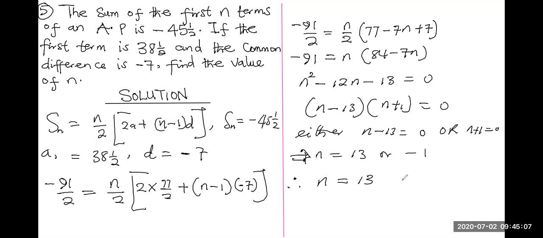Right, so n is 13 since n cannot be negative. So your n cannot be negative. So you don't take the negative number, your n is 13. So that is the solution to this one. All right.